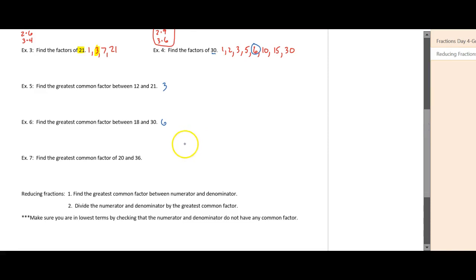How about 20 and 36, right? So what I do is I start with sometimes the factors of 20, right? And I start with the biggest number. We know 20 goes into 20, right?